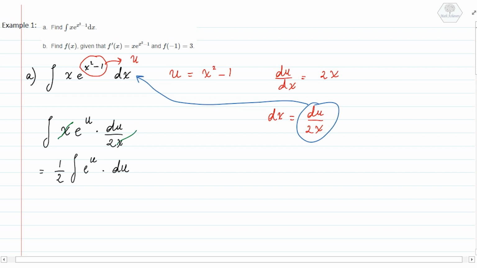Now I can integrate easily, as you can remember that the integration of e to the power of x is simply e to the power of x. So my integral now is half times e to the power of u. I substitute my values again, so my integral is half e^(x²−1). This is my integral for part A.